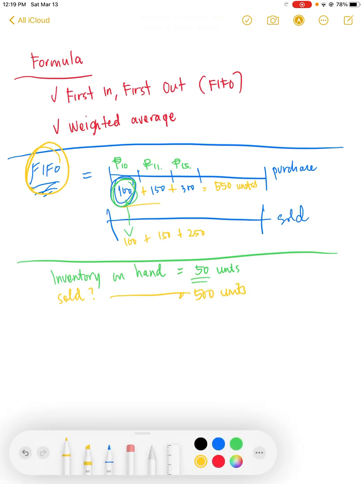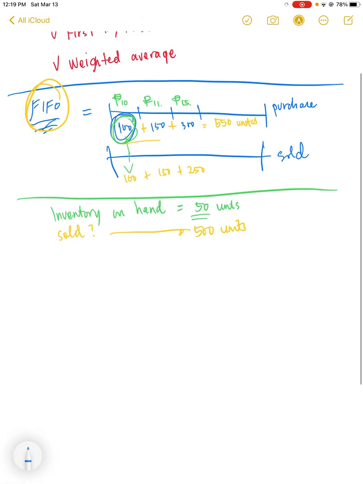In terms of cost ngayon, magkano yung cost natin dyan? Kung ang titingnan natin ay ang ating inventory on hand, our cost is 50 units multiplied by the most recent cost, which is 15 pesos. Ano? So, magkano ngayon yan? That is 50 times 15. That is 750.